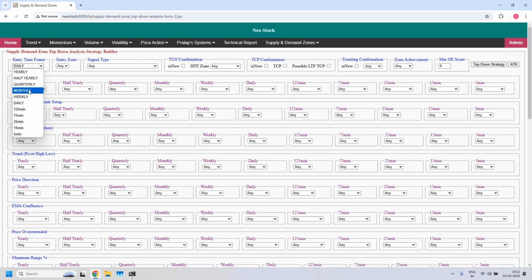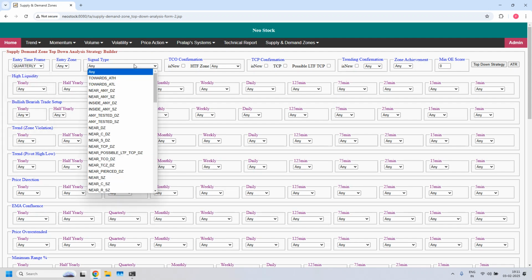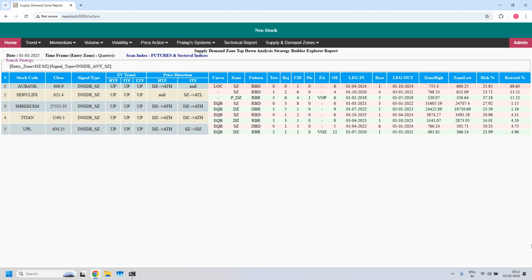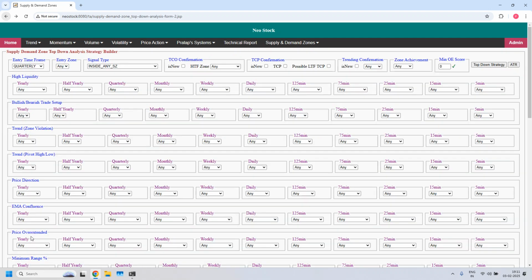Similarly, next report, quarterly time frame, price closed inside the quarterly supply zone. We got 5 stocks. Let's verify out of these 5 how many quarterly supply zones are having quarterly EMA Confluence.